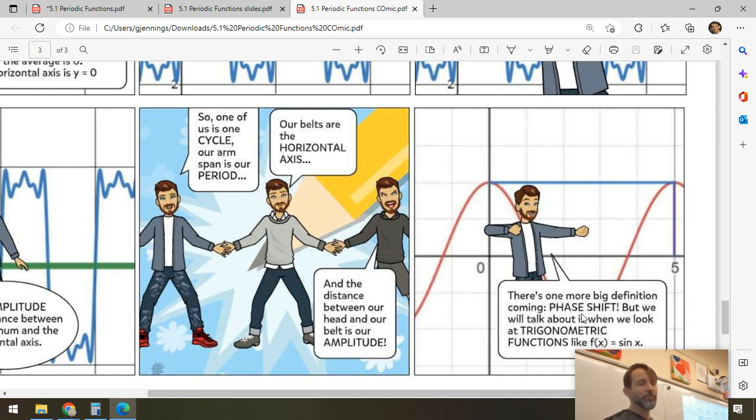And there's one more big definition that we're going to look at, but we'll look at that later, and that's phase shift. And that's basically where did we put the y-axis? Where was our initial position? So we don't need to worry about that right now.